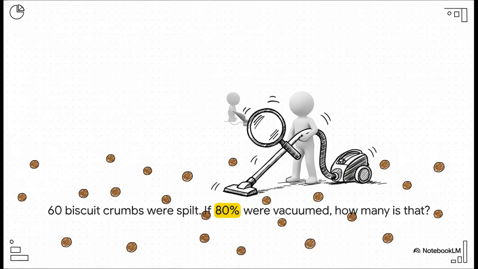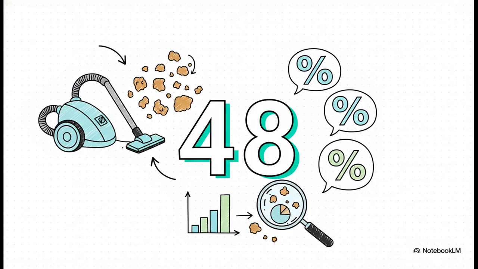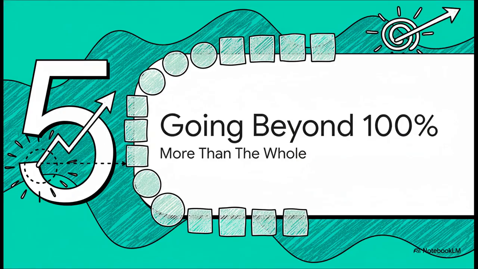How do we figure out the actual number? This is where our new skills come in handy. Here's a pro tip. In math, whenever you see the word of, it almost always means you need to multiply. So 80% of 60 is just a multiplication problem. First, we translate 80% into a decimal. Remember? 2 spots to the left. That gives us 0.80. Then we just multiply that by the 60 crumbs. And the answer is 48. You sucked up 48 of those pesky crumbs. See? It's that easy. Once you know how to translate from percent to decimal, these kinds of problems are no problem at all.